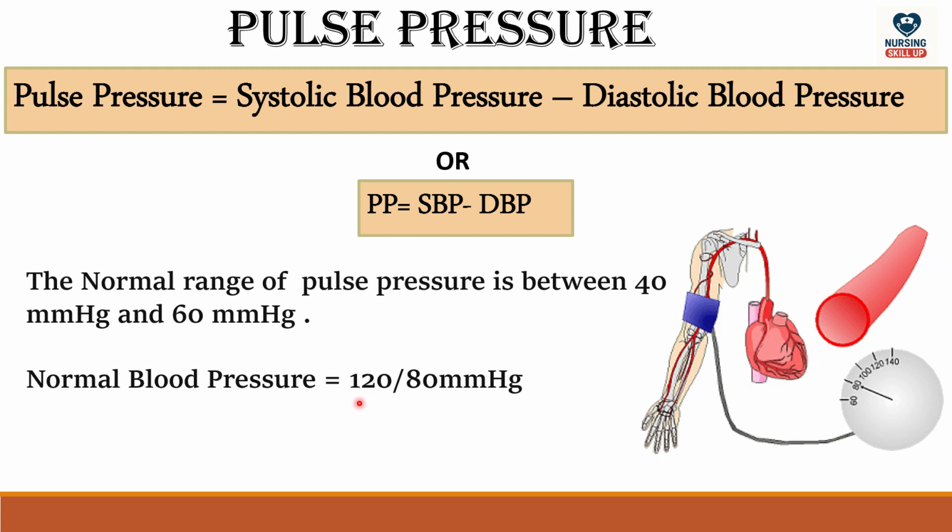120, the top number in the blood pressure, is known as the systolic pressure, and 80 mmHg, the bottom number in the blood pressure, is the diastolic pressure. So here it is 120 by 80 mmHg. Systolic blood pressure minus diastolic blood pressure: 120 minus 80 gives 40 mmHg, which is a normal pulse pressure. The formula of pulse pressure is systolic blood pressure minus diastolic blood pressure.